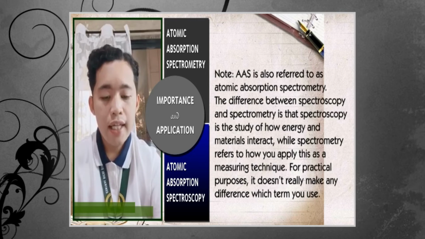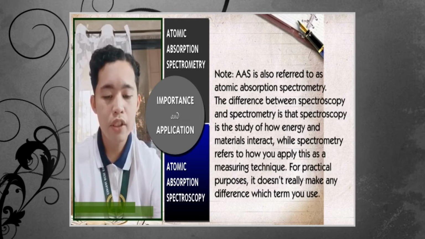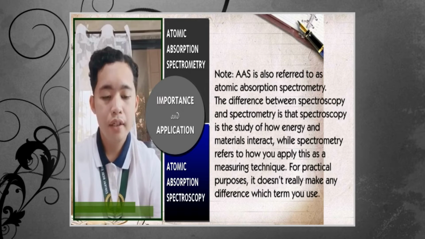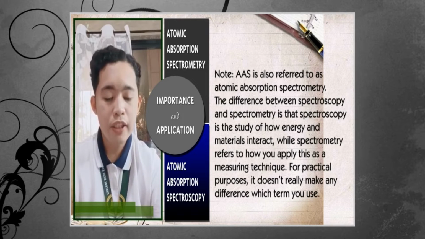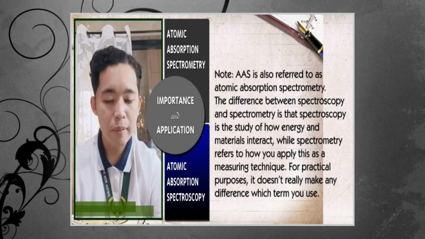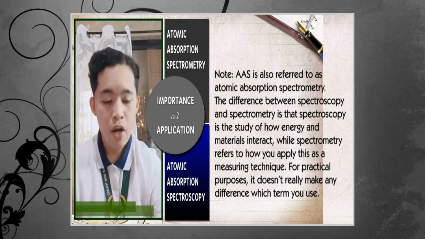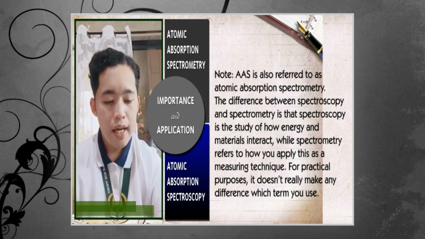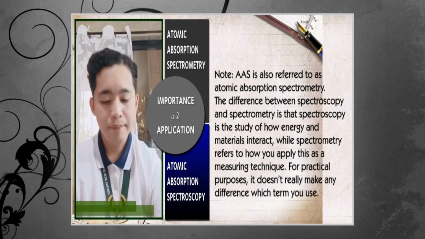Note, AAS is also referred to as atomic absorption spectrometry. The difference between spectroscopy and spectrometry is that spectroscopy is the study of how energy and materials interact, whereas spectrometry refers to how you apply this as a measuring technique.